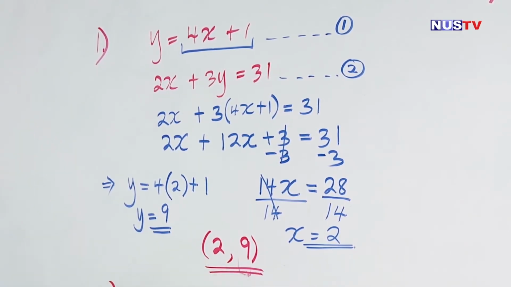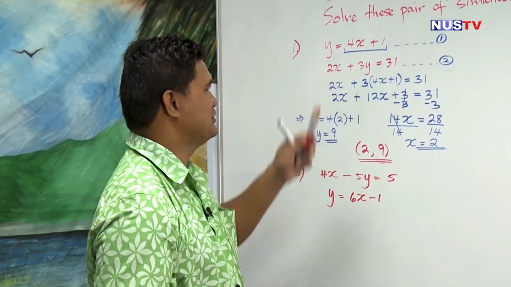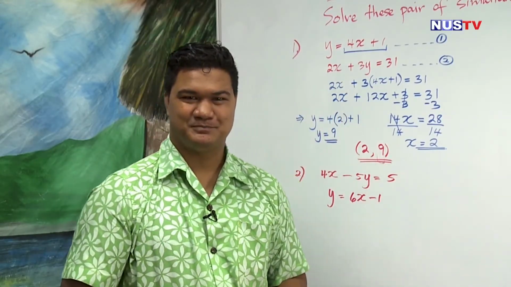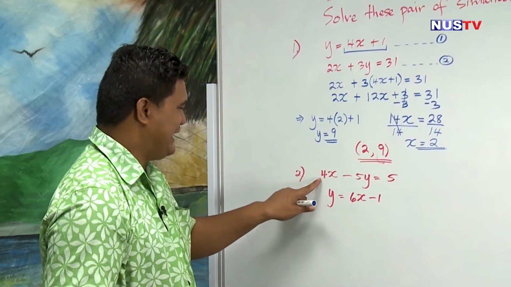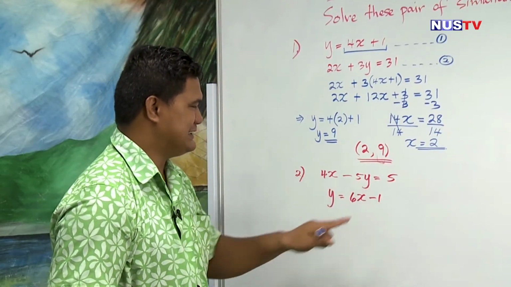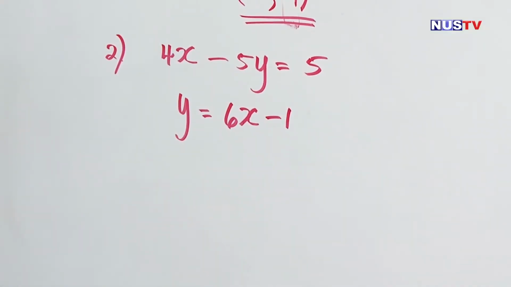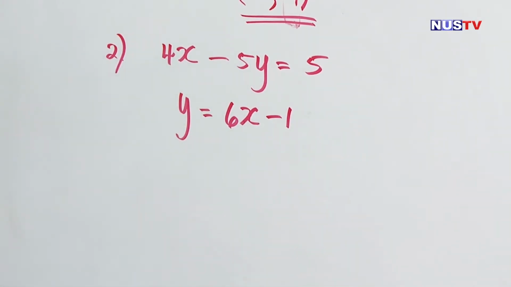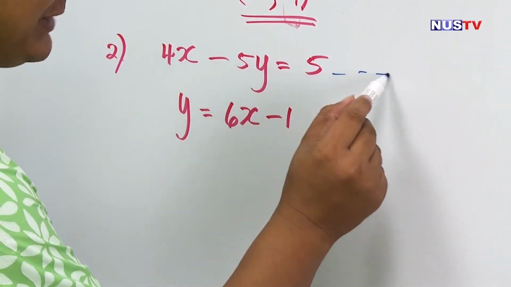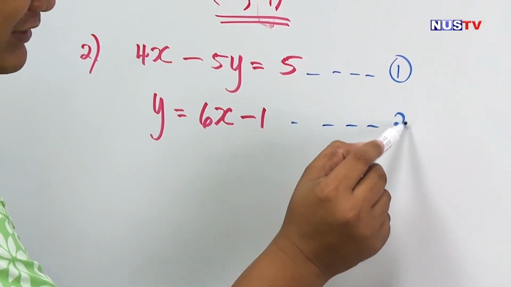And that is our common point, or the point of intersection of the following two equations there. The next one, we have 4x minus 5y is equal to 5. And then the other equation will be y is equal to 6x minus 1. So again, we need to label our equation. So this is equation 1, and this is our second one.